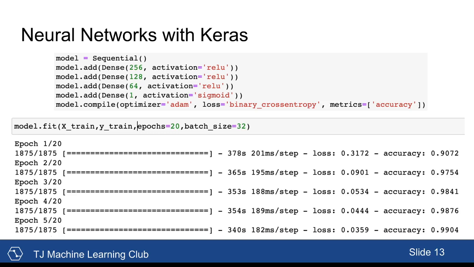So here's where you mess around with the different parameters: the number of neurons, how many epochs, changing the batch size, which is how many items get passed each time, and things like that.